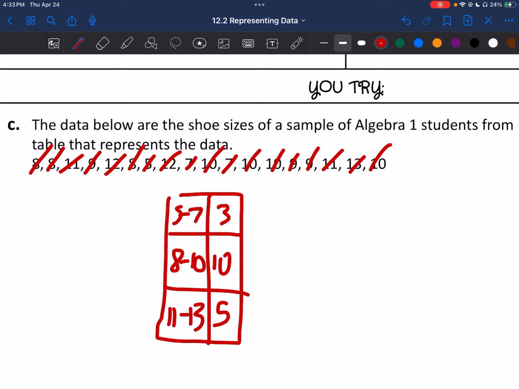All right, so there we go. We have 18 data points. We have 18 in our table. We are good on this problem. So we've represented it in a frequency table.